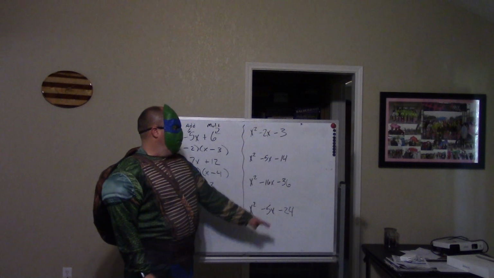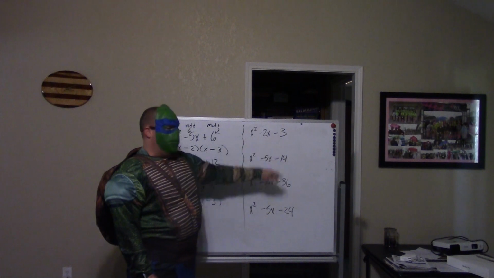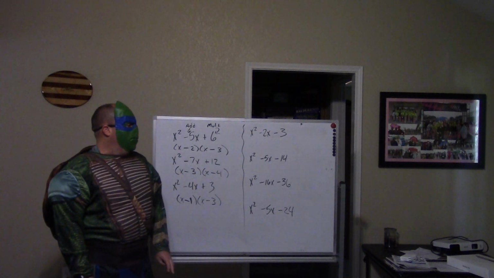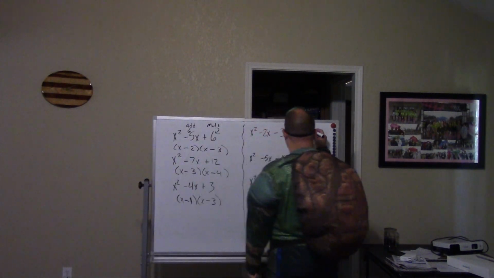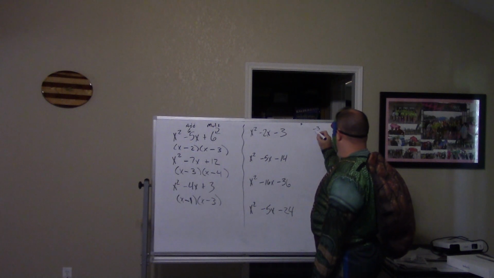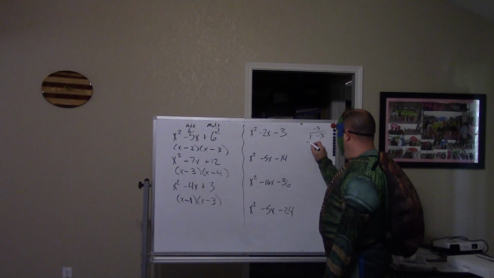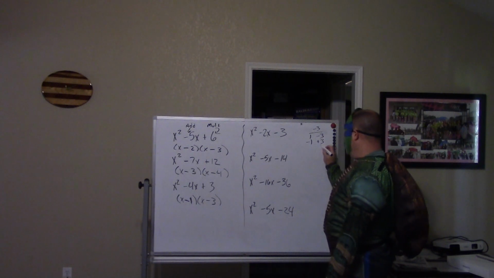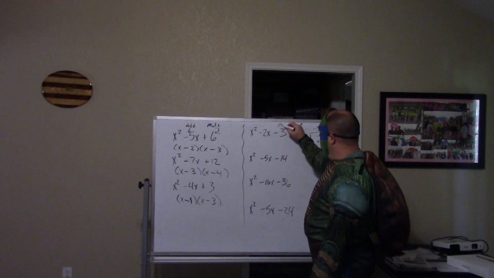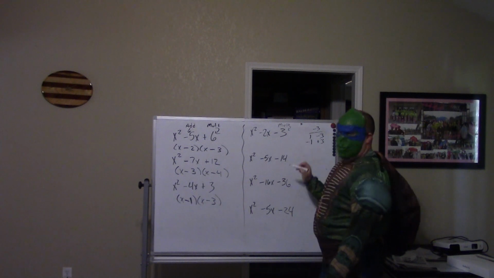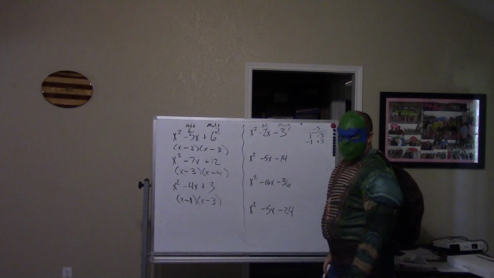Alright, these ones over here, this is where it gets a little bit trickier, just because I've got a negative for this back number. So even though there's only one way to multiply to get 3, now that it's negative 3, I have to consider either 1 times negative 3 or negative 1 times positive 3. And I've got to consider both of those options, because I still want to multiply to get that number, and I still want to add to get this number.